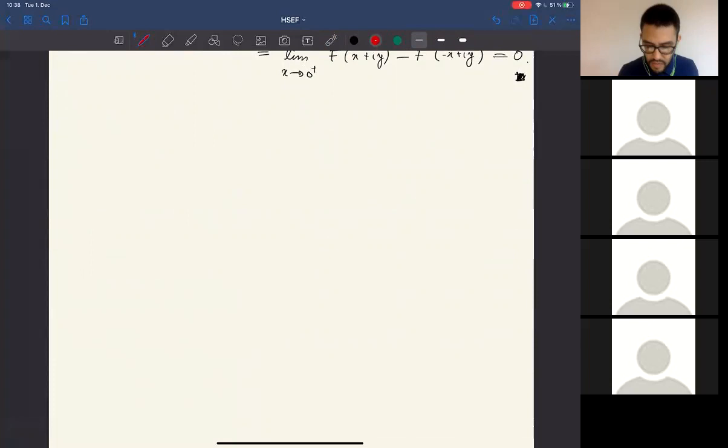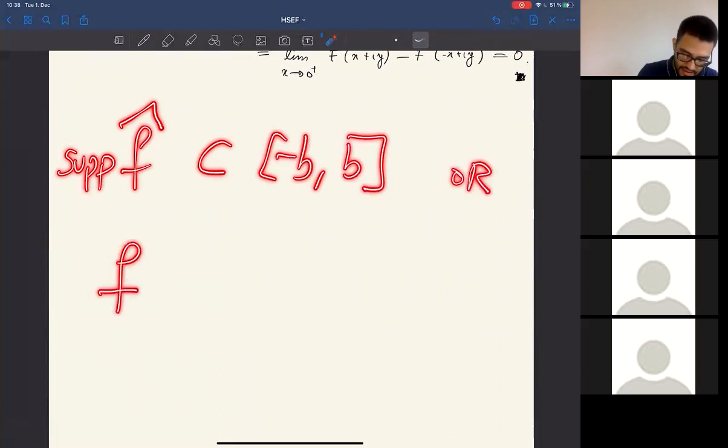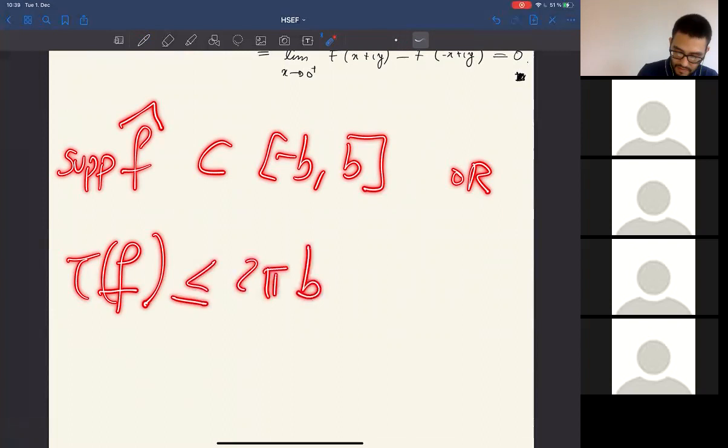So now what I want to do is to give another characterization of the Paley-Wiener space. So far we have two characterizations, which is either the support of f hat is contained in an interval, or the type of f is less or equal than 2 pi b. Okay, so these are the two characterizations of the Paley-Wiener space. I want to write another one that will allow me to define the Paley-Wiener space for other Lp. Okay, so I can have a Paley-Wiener space where f is Lp on the line, instead of just L2.